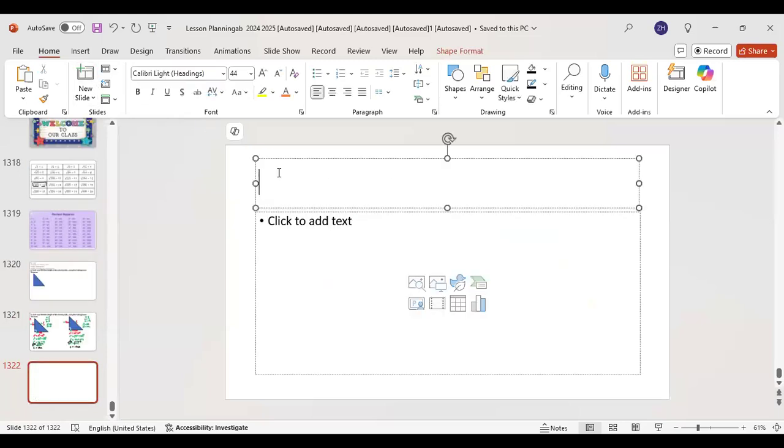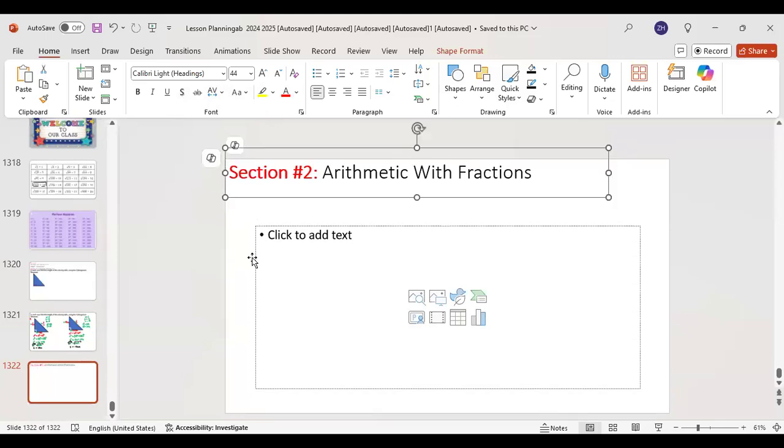Our first section was Pythagoras theorem, but section 2 is going to be dealing with arithmetic with fractions. You have to stay with me and understand exactly what's happening, because they like to bring this in your exam and you have to be prepared for it.